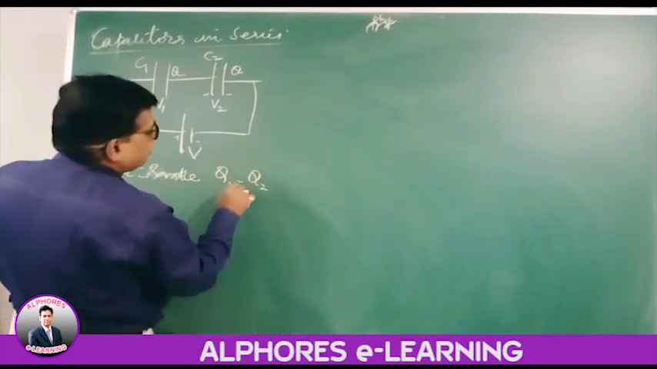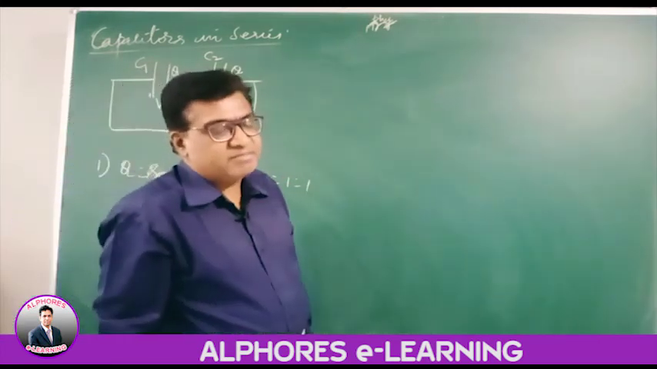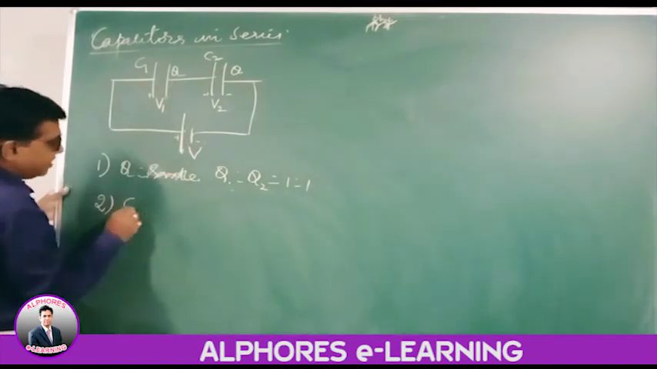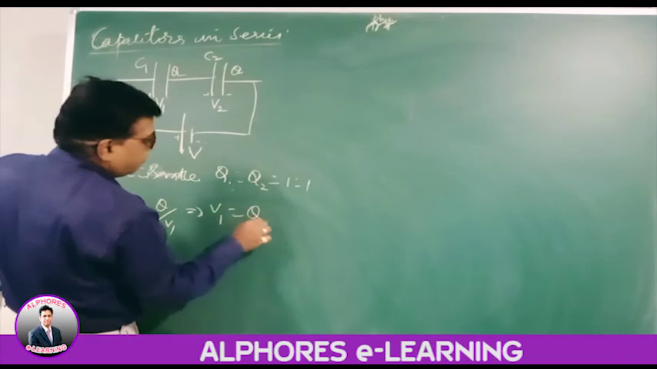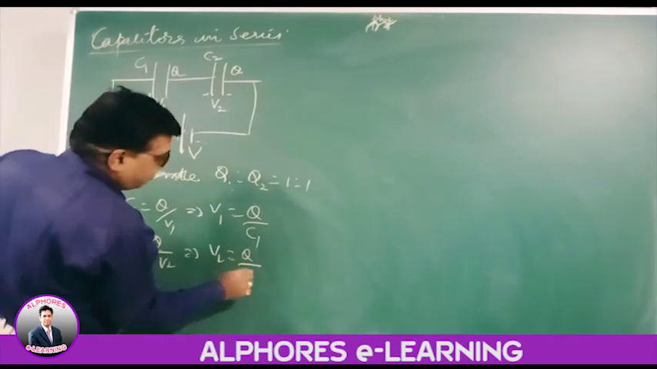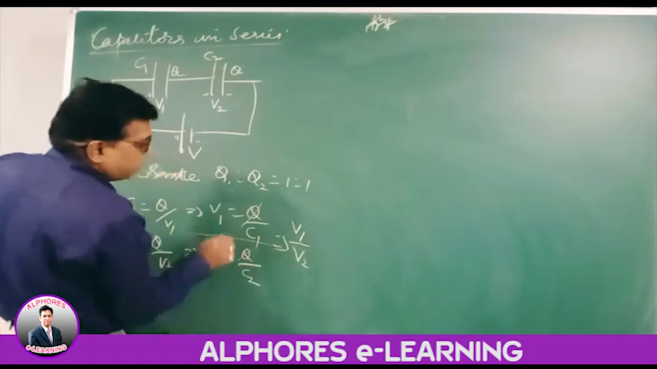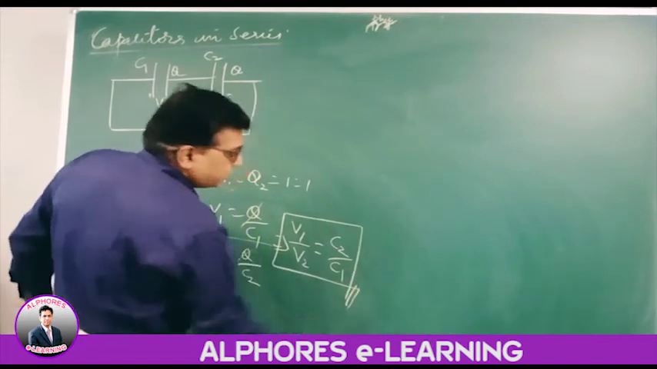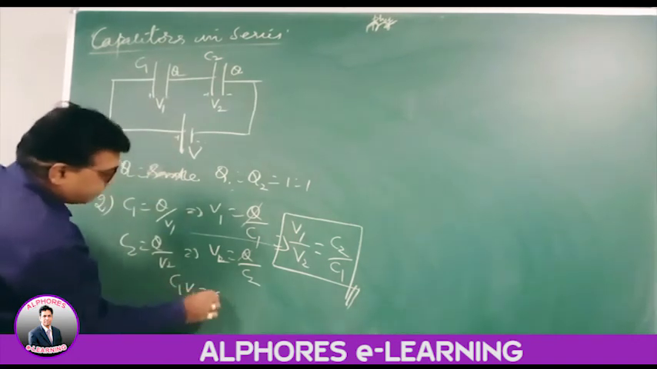So what is the ratio of the charge stored? The answer is 1:1. There is equal charge stored in them. Now how about the potentials? For the first capacitor, C1 is Q by V1, so V1 is Q by C1. For the second capacitor, C2 is Q by V2, so V2 is Q by C2. The ratio V1 by V2 is 1 by C1 over 1 by C2, which is C2 by C1. So the ratio of the potentials is the inverse ratio of their capacities. So C1 V1 is equal to C2 V2.